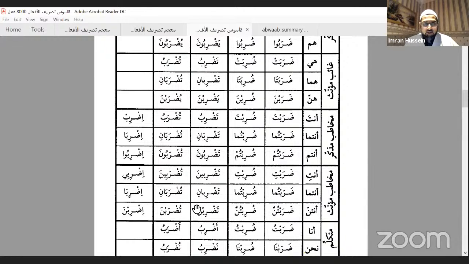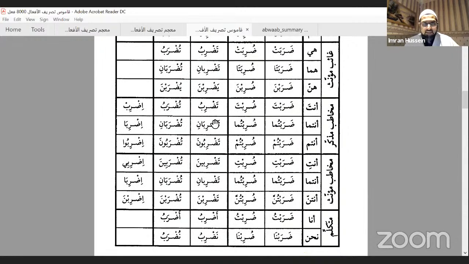In the dual and plural, the noons will be dropped, except for the plural for the female. For the plural of the female, the noon will remain. But in the singular of the masculine, the dhamma will be changed to a sukoon. The outcome is as follows.